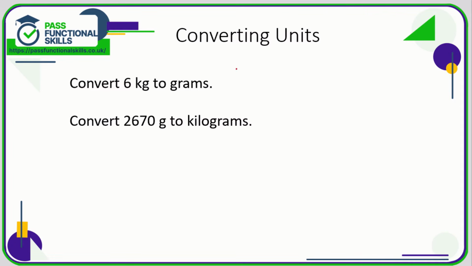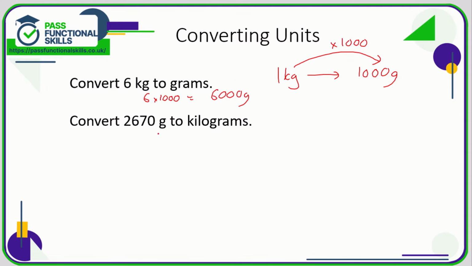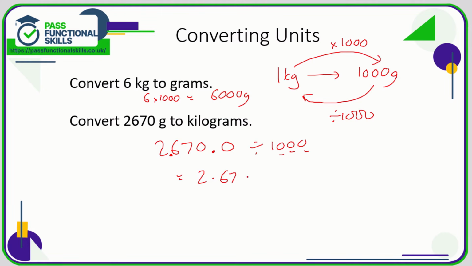So convert 6 kilos into grams. So we need to remember that if we're going from kilos to grams, 1 kilo is 1000 grams. So if we're going kilos into grams, we are multiplying by 1000. So 6 multiplied by 1000 is 6000 grams. If we're going grams into kilos, we are dividing by 1000. So 2670, I'm going to put in a decimal point and a 0. We're dividing that by 1000, which means we're moving the decimal point 3 positions to the left. 1, 2, 3. So the answer is 2.67 kilos.